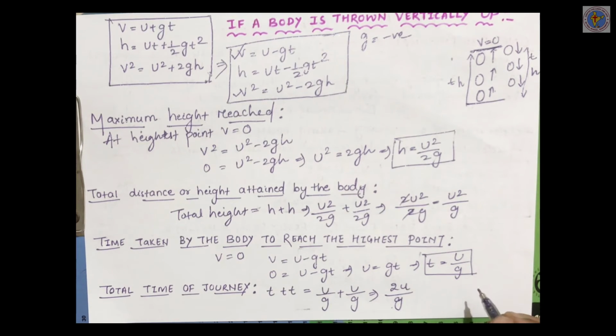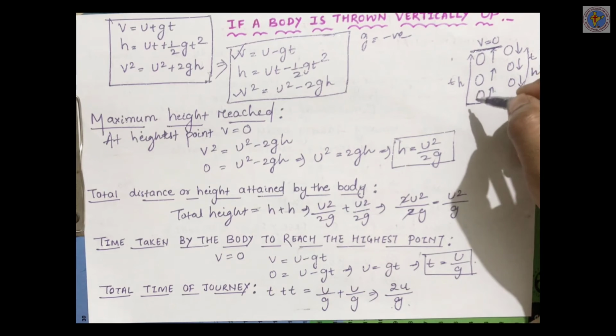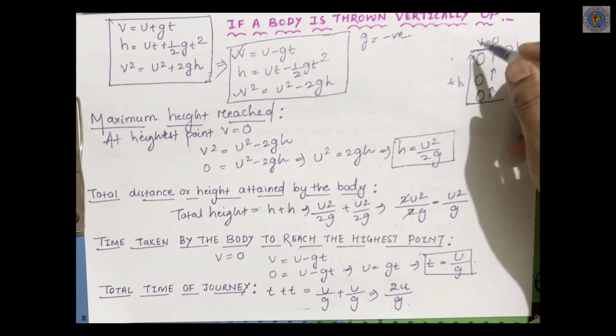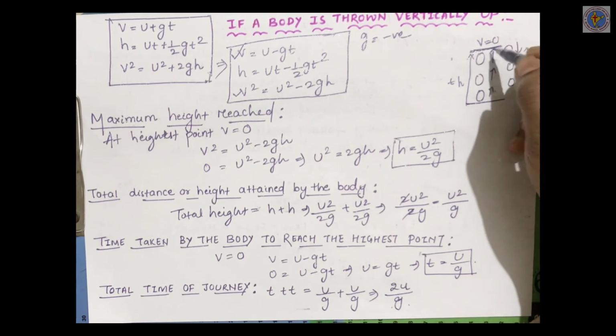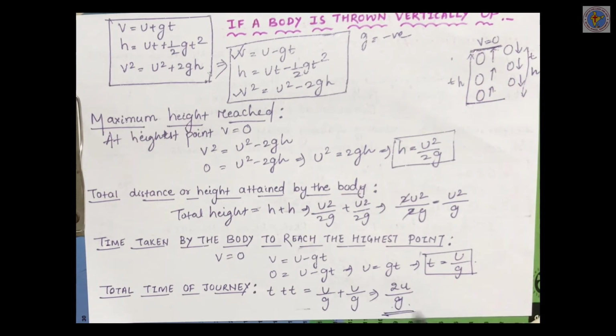Like this we can find the time taken by the body to reach the highest point and the total time of the journey. This is the time taken by the body to reach the highest point, and this is the total time of the journey. Total time means first moving to the highest point and then again coming back to the initial position.